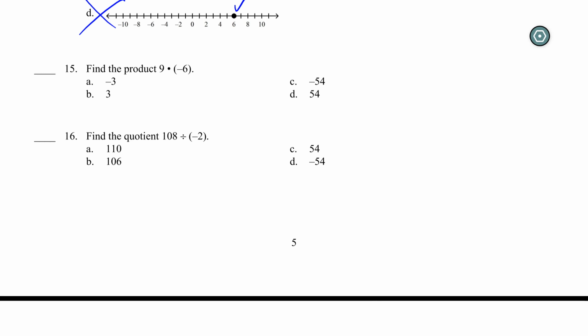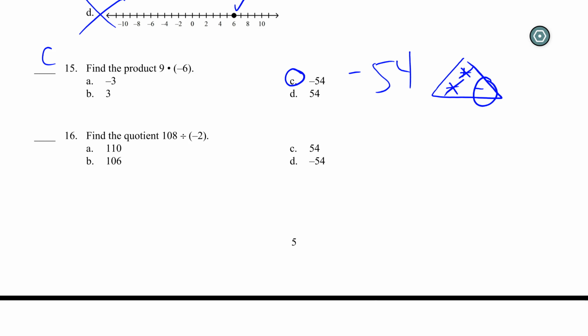Number 15 says find the product of 9 and -6, or 9 times -6. And so for just a second, I'm going to not worry about the negative, and I'm just going to do 9 times 6. And so 9 times 6 is 54. And then looking at my Triforce method, I have +9, -6. So then my answer has to be a negative. So then my correct answer choice would be C, negative 54.